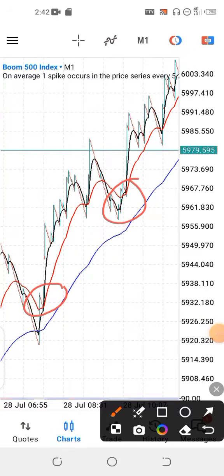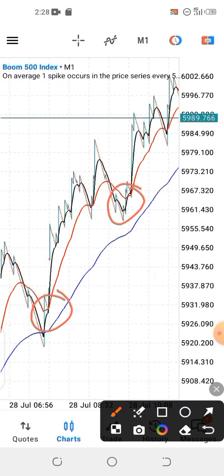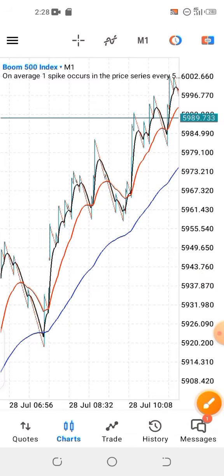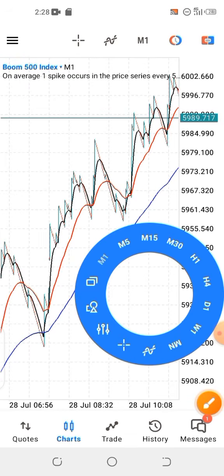So in today's video I am going to show you this wonderful, powerful strategy that you are going to use to catch multiple spikes in the Boom and Crash market. So if you are watching this video, watch to the end. I am going to show you the 5 indicators used in this strategy. So let me show you guys the indicators.